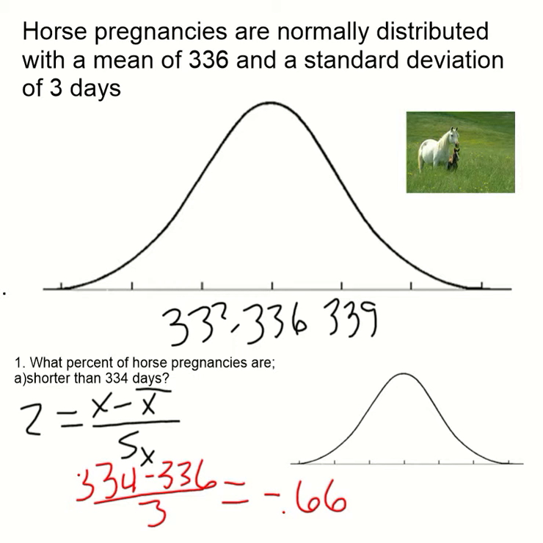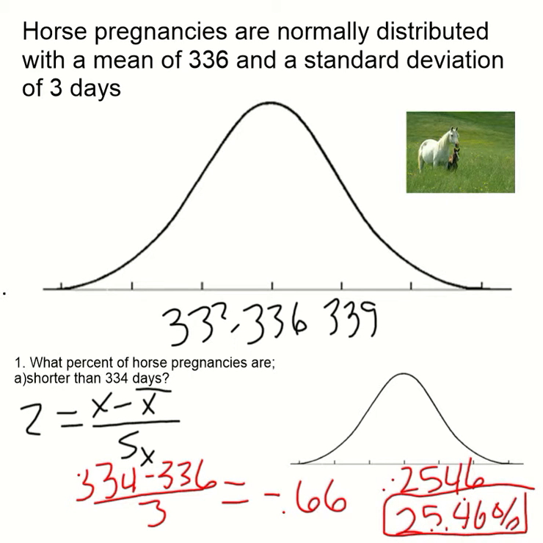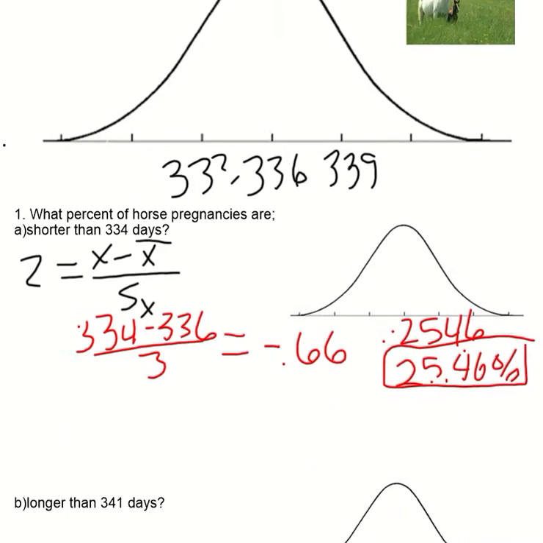And so now we go to our standard normal distribution table. We find negative 0.6 on the y-axis. We go over to 0.06, and we get 0.2546, which is 25.46% of horse pregnancies last shorter than 334 days. Not too bad.